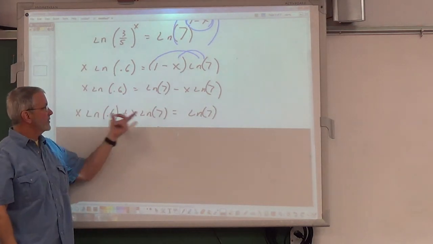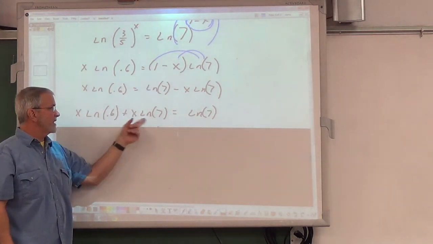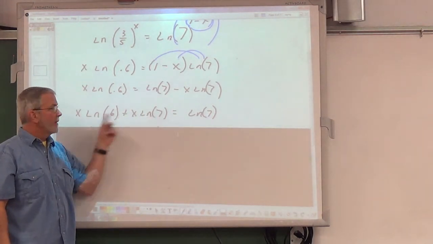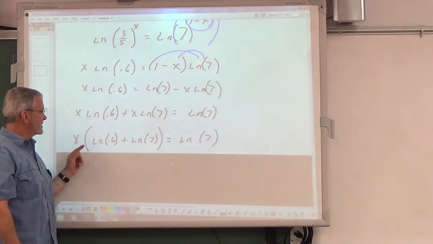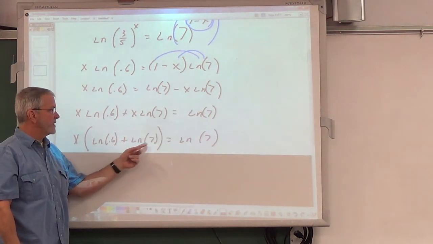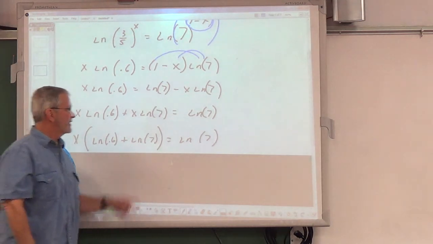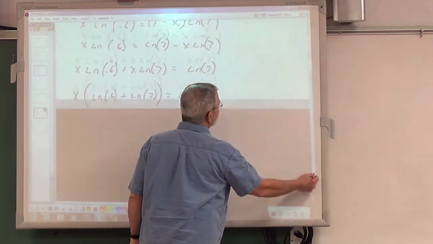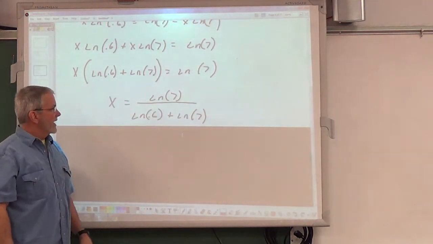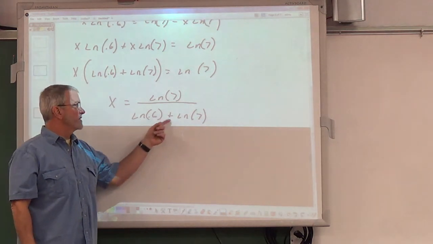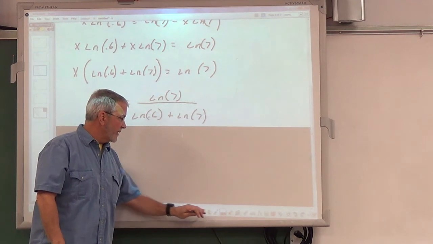And now I'm going to factor the greatest common factor out of this, which is x. I have two terms, so I factor out the x, and I have x times the quantity ln of 0.6 plus ln of 7 is equal to ln of 7. Simply divide by that. Then I get x is equal to ln of 7 divided by the sum ln of 0.6 plus ln of 7.